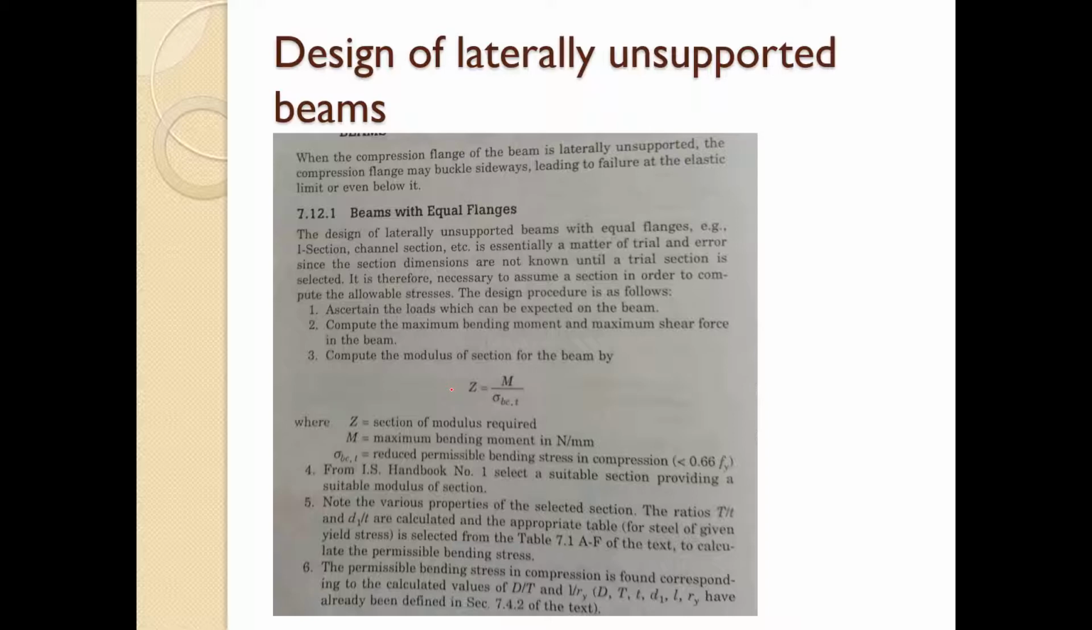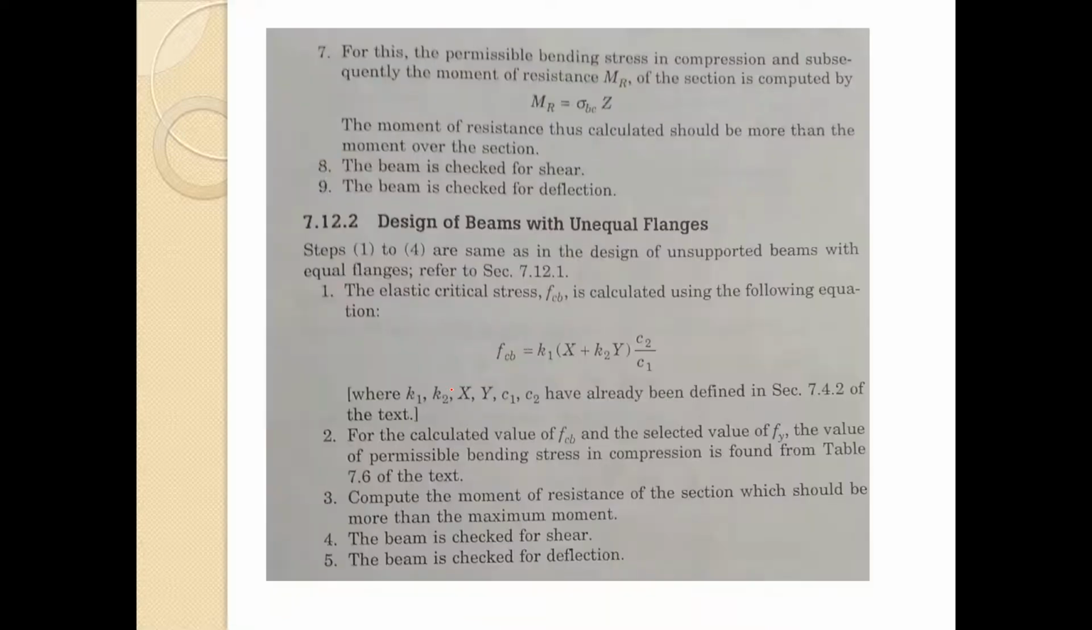Note the various properties of the selected section. The ratios of T by t and D1 by t are calculated, and the appropriate table, that is for steel of given yield stress, is selected from the IS 800, and then calculate the permissible bending stress. The permissible bending stress in compression is found corresponding to the calculated values of d by t and L by ry. So we have discussed all these things earlier.